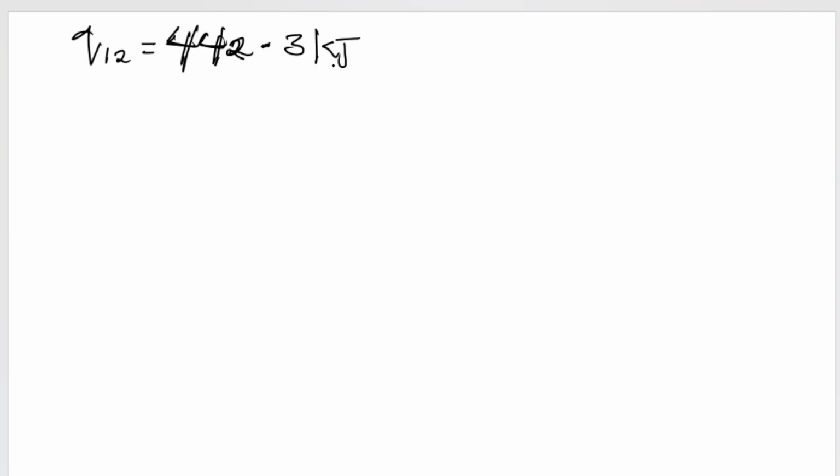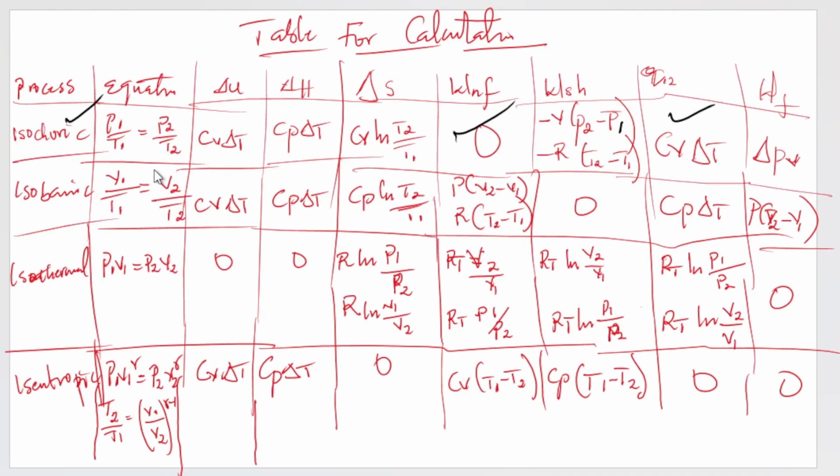442.3 kilojoules. Now the next thing we have to calculate is the change in internal energy, which is delta U. From our simplified table, you need to know the value for your delta U. What equation are you to use for your delta U? Looking at this, we have the same equation with our Q12.